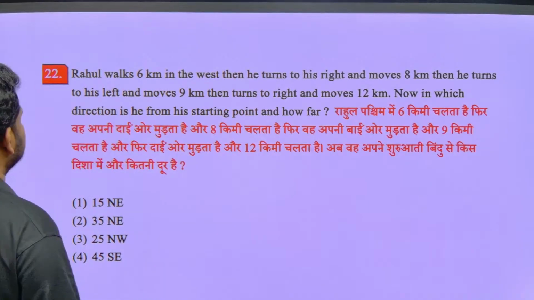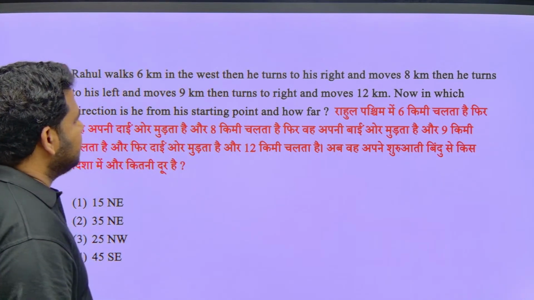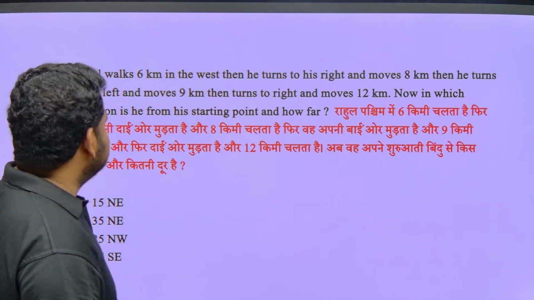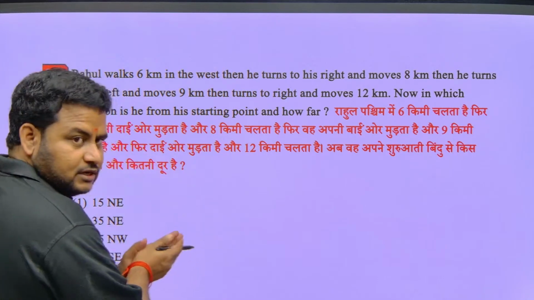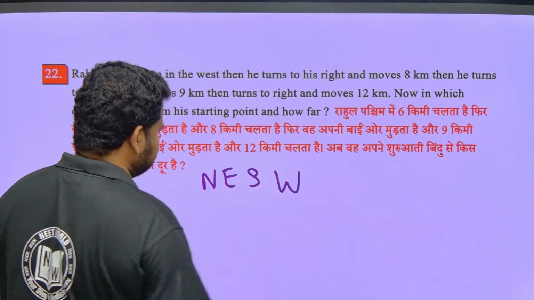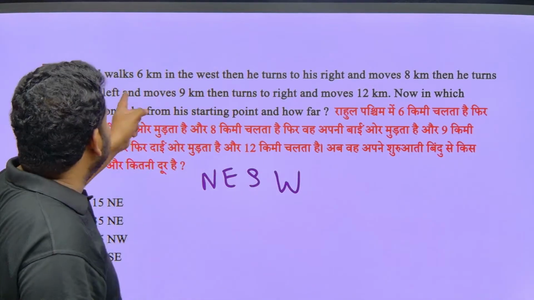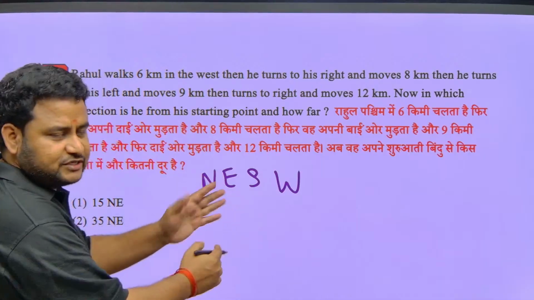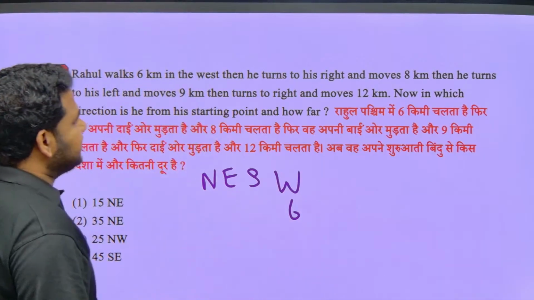Look at this question. Rahul walks 6 kilometers in the west, then turns to his right and moves 8 kilometers. He then turns to his left and moves. Okay. Let us write the figure, that is north, east, south and west. Alright. Now Rahul walks 6 kilometers in the west. So under west I should write what? 6. He turns to his right.